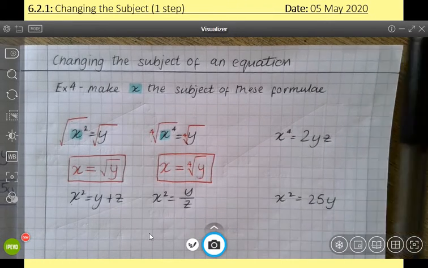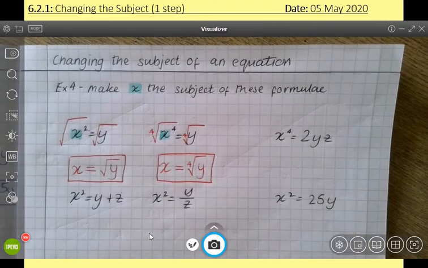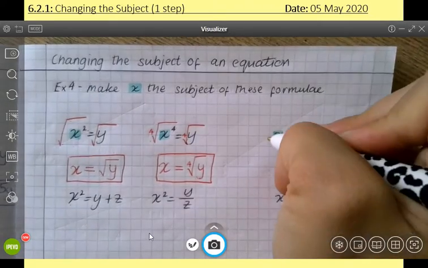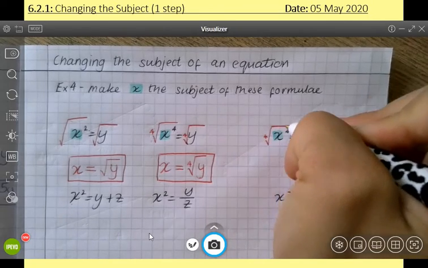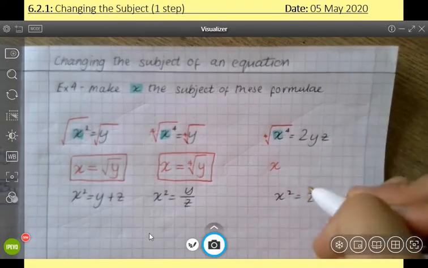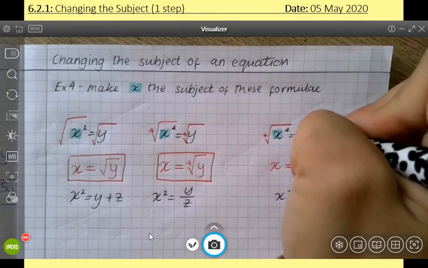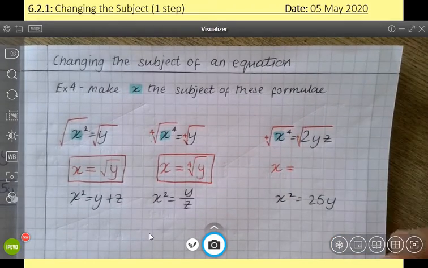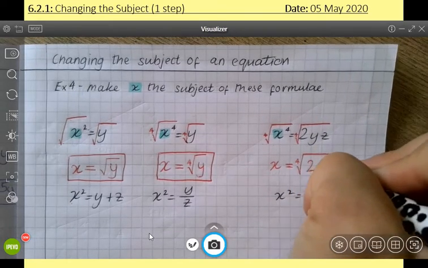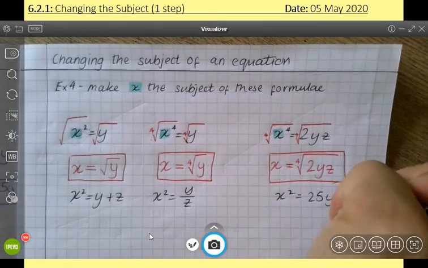For the third one, we have x to the power of 4 equals 2yz. And again, we just want x to be the subject. We don't want x to the power of 4 here. So we have to do the fourth root again, because the fourth root and to the power of 4 cancel each other out and leave us with x. And whatever we do to one side, we have to do to the other. So we have to do the fourth root to the other side as well. And that gives us an answer of x equals the fourth root of 2yz. And that is the answer to that one.